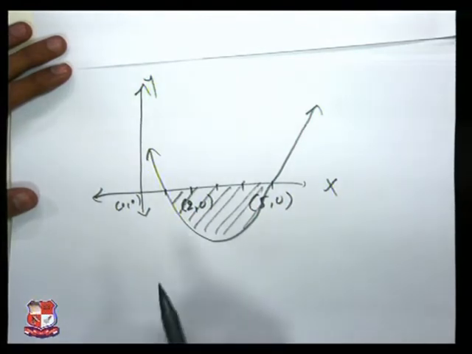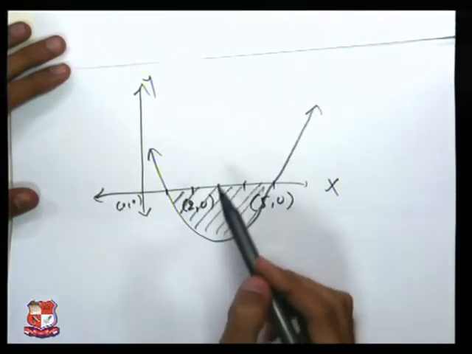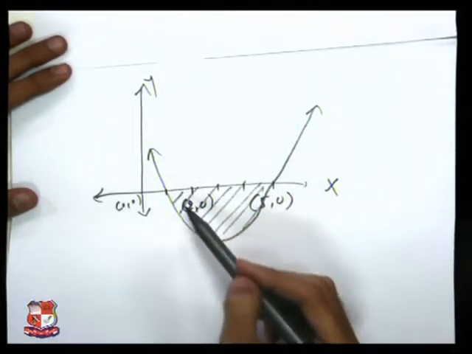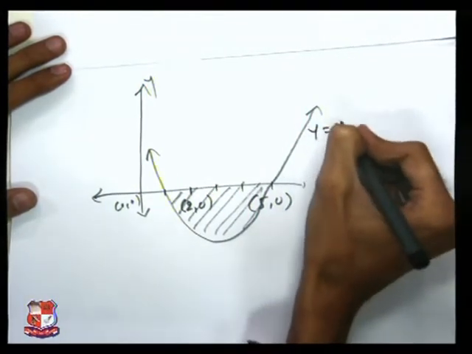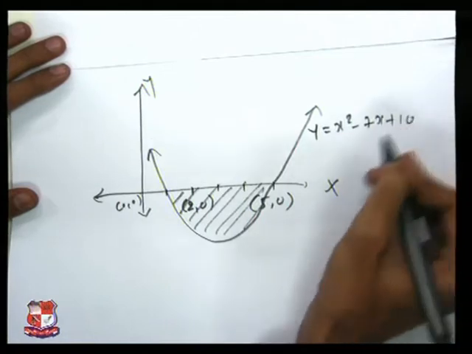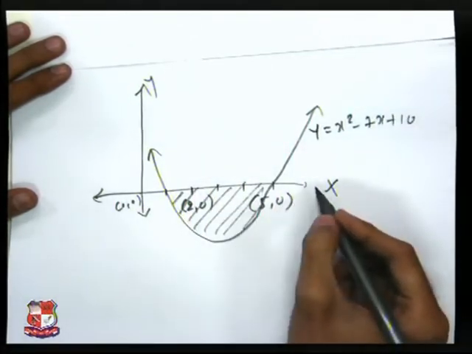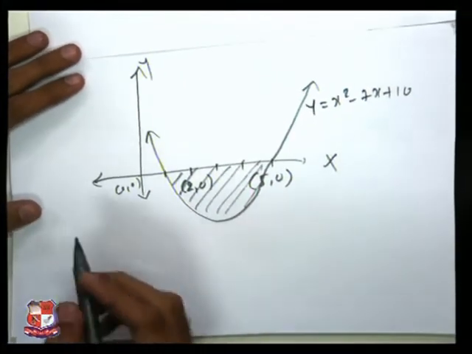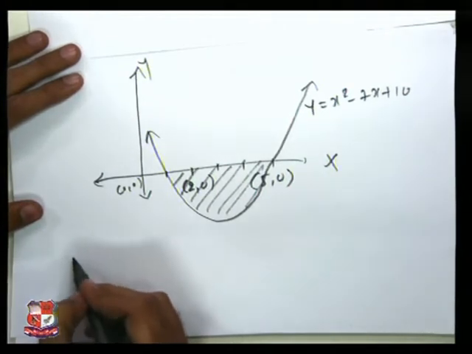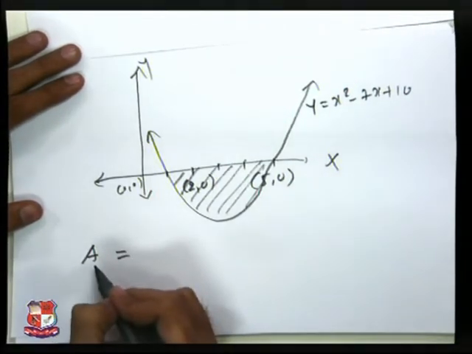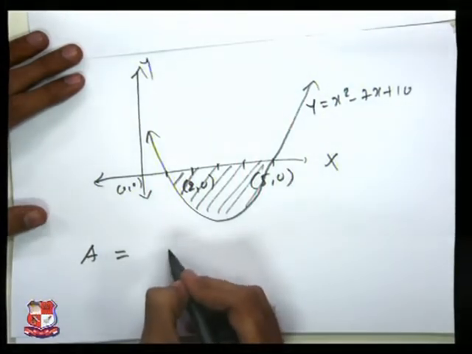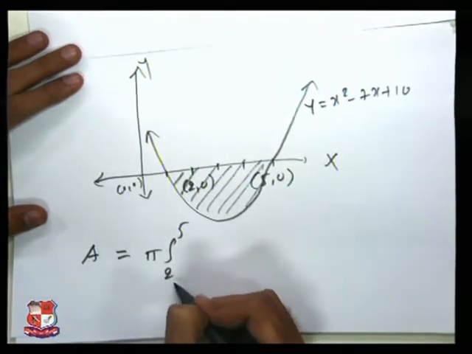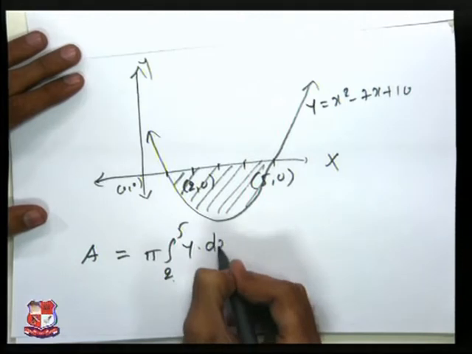Okay, so here we want to find the area of this part, which I have drawn by the cross lines. This is the area bounded by this curve, which is y is equal to x square minus 7x plus 10, and by the x-axis. Okay, so we want to find the area of this curve, and area A is equal to the integration from 2 to 5 of y dx.